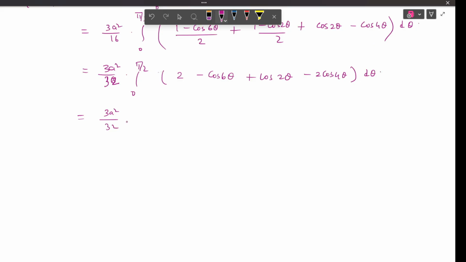3a square by 32, 2 d theta, integration is theta, so 2 theta. Cos theta, integration is sin theta, but here we have cos of a theta d theta, so integration will be sin of a theta by a. So this would be sin of 6 theta by 6. This would be sin of 2 theta by 2. This would be 2 sin of 4 theta by 4, from 0 to pi by 2.